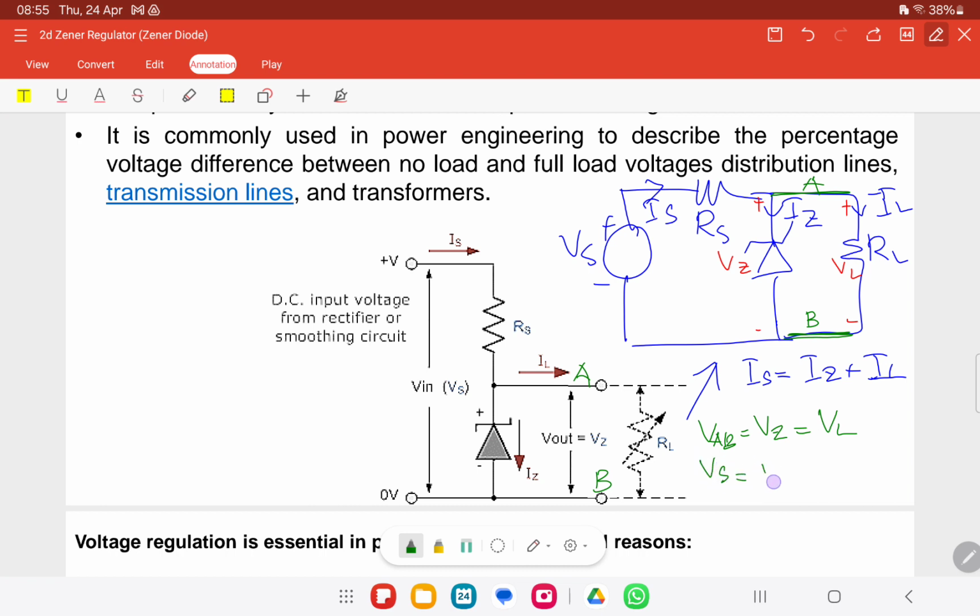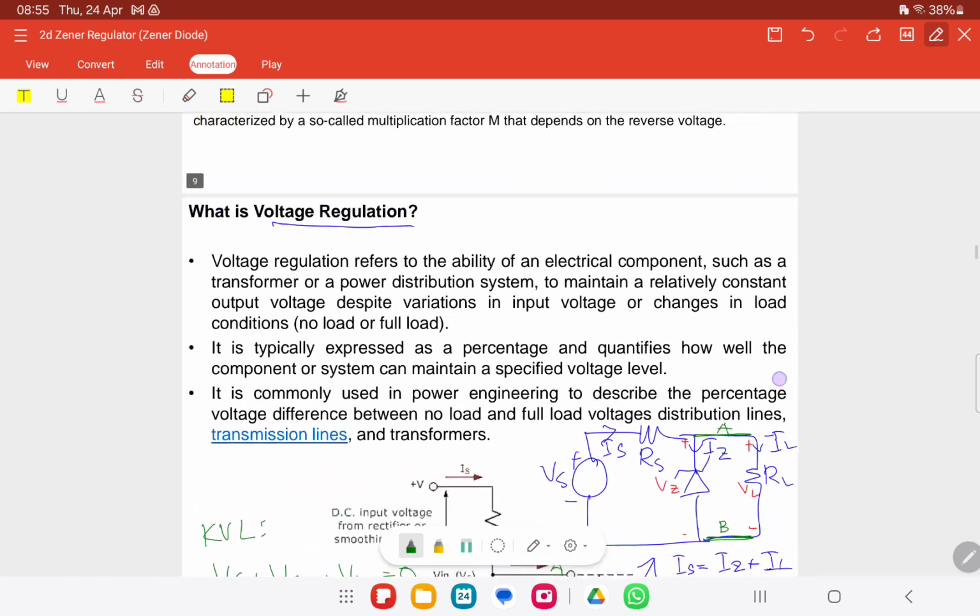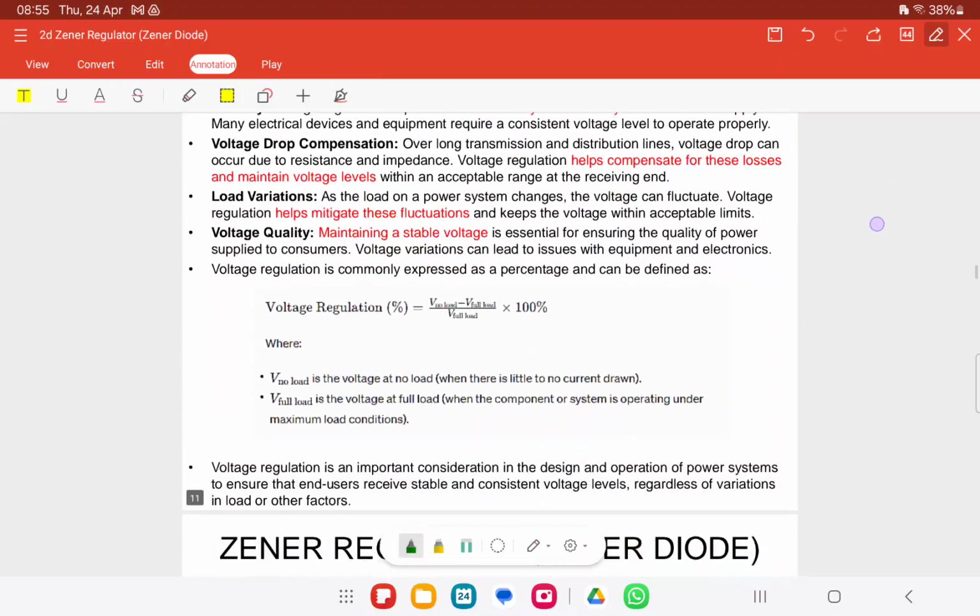Okay. So VS equals VRS plus VL, or VRS plus VZ. The same, right? If we do the KVL, minus VS plus VRS plus VL equals 0. So you get this one if you rearrange. Okay, this is the KVL. This one is also from the KVL. Alright. Okay, so this is the concept for the Zener diode in the voltage regulator.